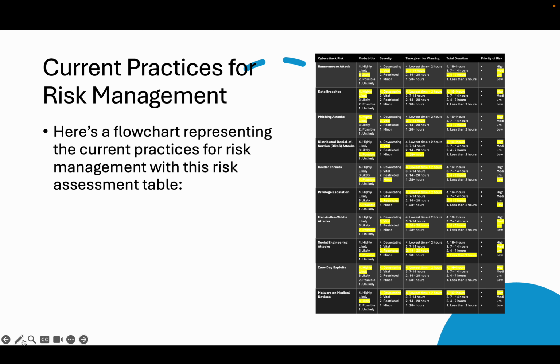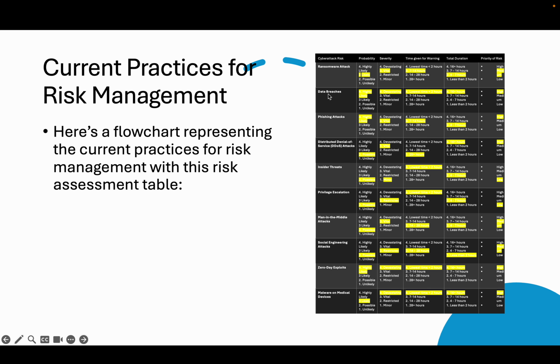All right. Next, here are the current practices for risk management. Right here, I was able to pull this risk matrix I created myself. Actually, I pulled it from my BCP, my business continuity plan. This shows the different types of current practices which you can do in terms of managing different risks. So let's look at the risks here.